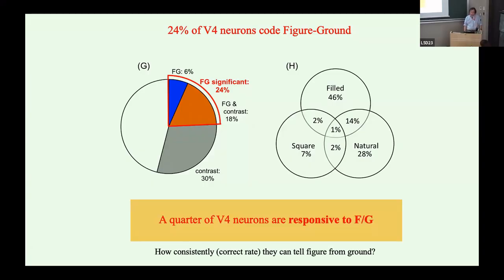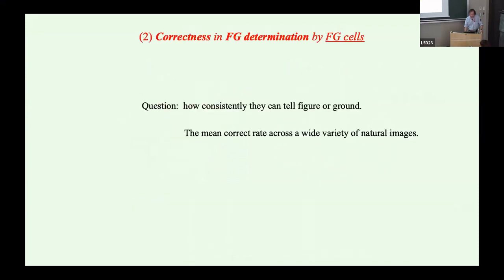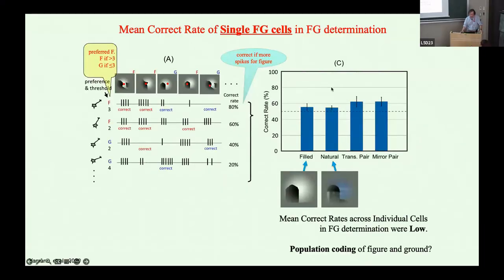Now we know that many V4 neurons respond to figure. The next question is how consistently they can tell figure from ground. In other words, what is the correct rate across a wide variety of natural images? So we calculated the mean correct rate across stimuli and neurons. And this slide shows the result.